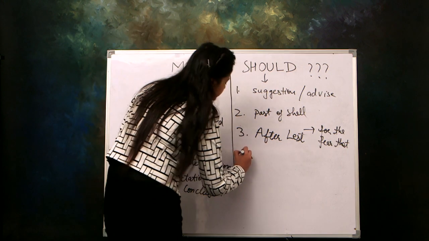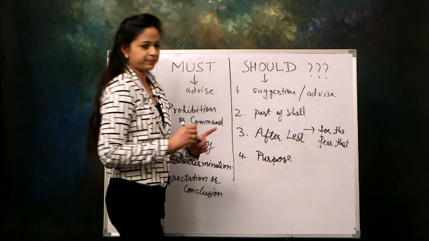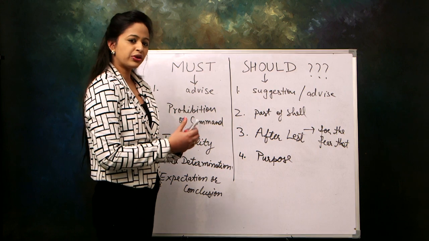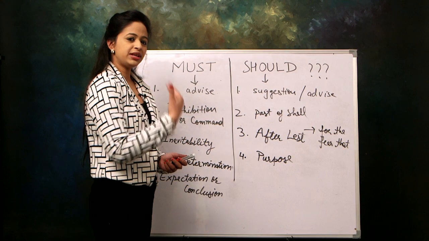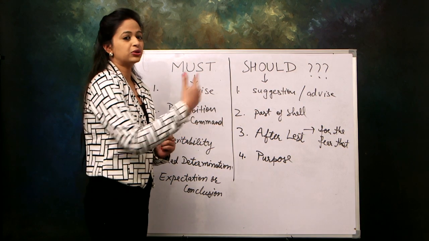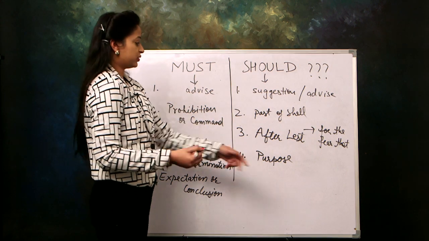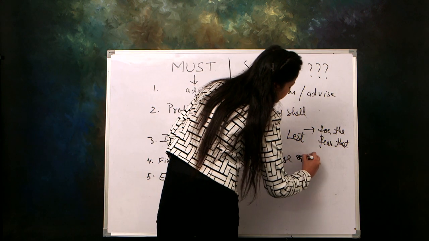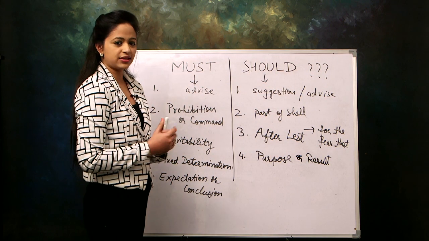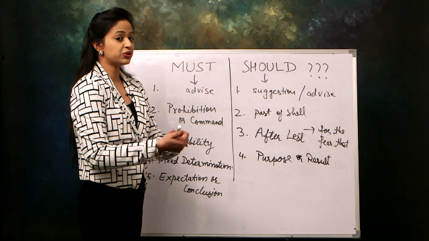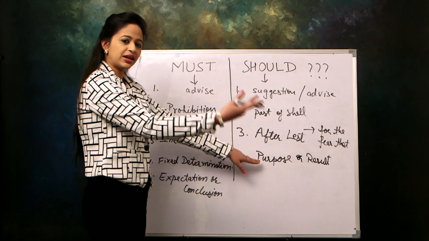Next use of should is it is also used to talk about your purpose. For example, I say I spoke softly so that no one should overhear me. The purpose of me speaking softly was that nobody should overhear me. So I use should here. I can also say purpose or result. For example, the father advised his sons in order that they should work hard. So, to express purpose or result, I use should.